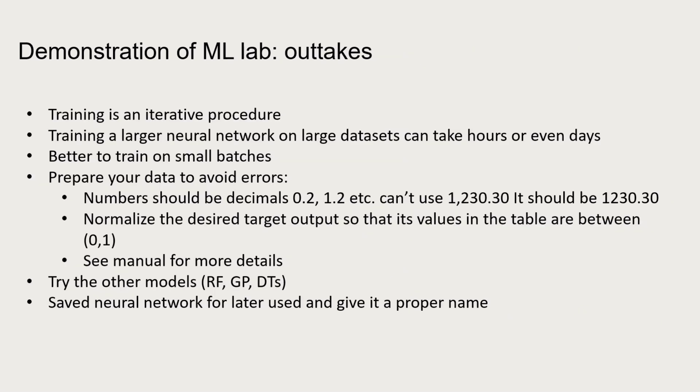So let's recap what we have learned so far. Training is an iterative procedure. It's a trial and error procedure. So you have to start with a first draft of a neural network and then adjust and improve on it. Training a large neural network on large datasets can take hours or even days. I have some neural networks that took days to train to get a good output. It's better to train on small batches. If you have a large data point, use the advanced neural network with batch training.